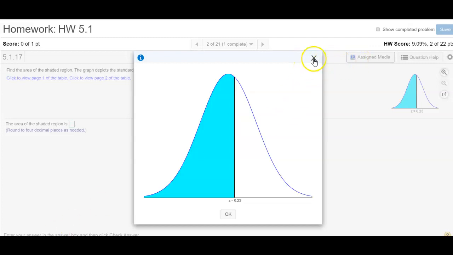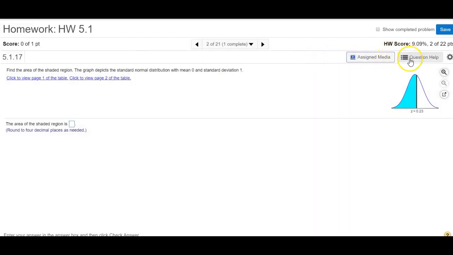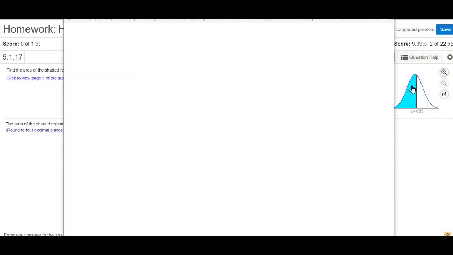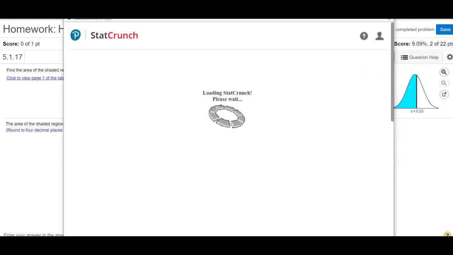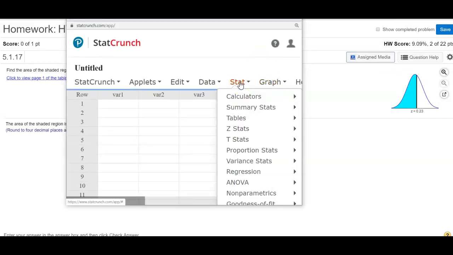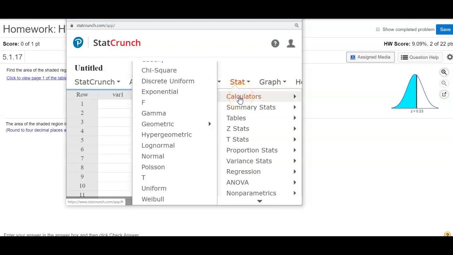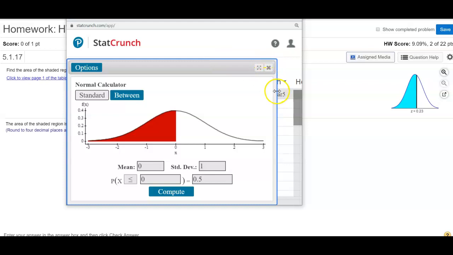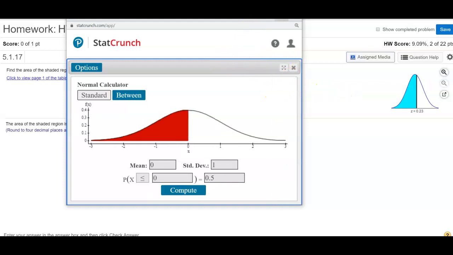So what I would like to do, I want you to focus. Question help, StatCrunch. I open up my StatCrunch and I will go to Stats, Calculators, and I will scroll all the way down to my normal curve because I'm working with a normal curve. Okay, let me go ahead and expand this one for y'all.